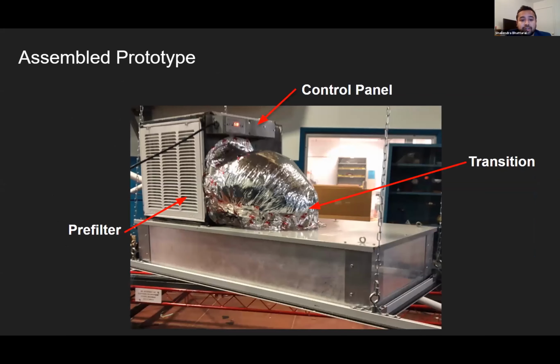The figure on the screen is the assembled prototype of our final design. In our final design, the intake air passes through the pre-filter region. The air is then directed with the help of the transition phase as shown in the figure. And overall, air passes through the HEPA filter, which is located right below the unit. The overall air velocity is controlled with the help of the control panel as shown in the figure.